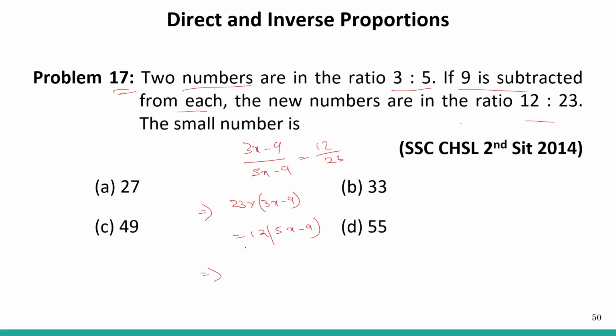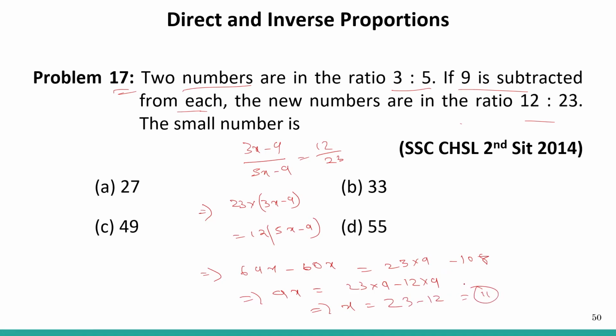So 23 into 3 is 69x, minus 12 into 5 is 60x, is equal to 23 into 9 minus 12 into 9. So this implies that 9x is equal to 23 into 9 minus 12 into 9. So x is equal to 23 minus 12, which is 11.